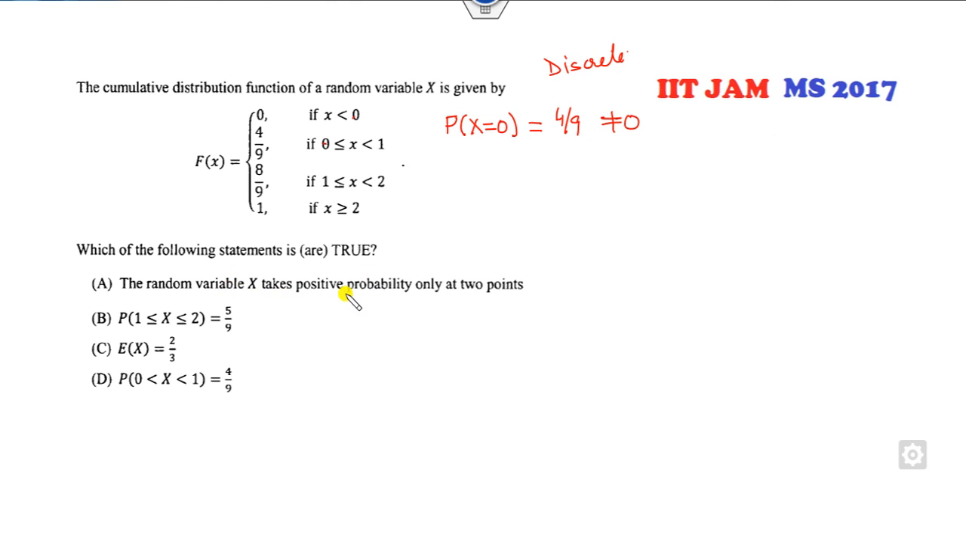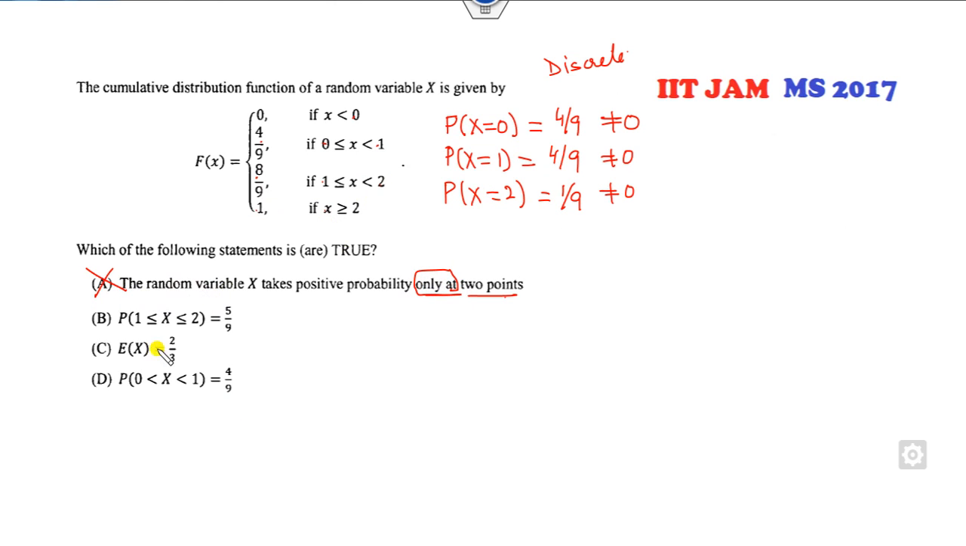The random variable takes positive values only at these points. I can find the value at 1 as well: the breaking point is 1, so it is 8 over 9 minus 4 over 9, again 4 over 9, which is non-zero. For X equal to 2, the breaking point is 2, so the value at 2 is 1 minus 8 over 9, which is 1 over 9.